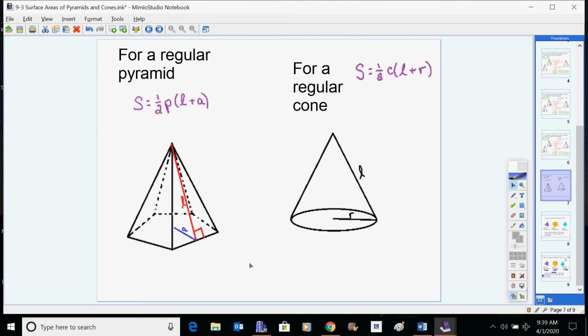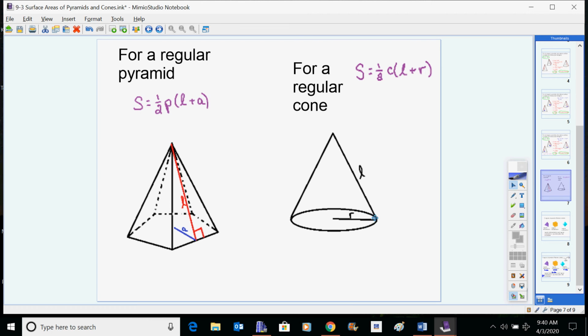if you need to just break it down to one slide, this would be the most important slide for doing problems. You're going to do the surface area equals 1/2 the perimeter times L plus A. For a cone, it's really the same formula, but the perimeter is now the circumference, which we already talked about. You know the formula for the circumference of a circle, times L plus R. L plus R.